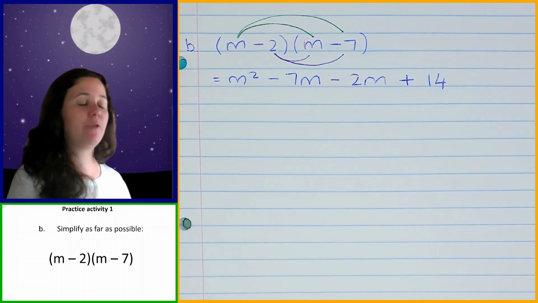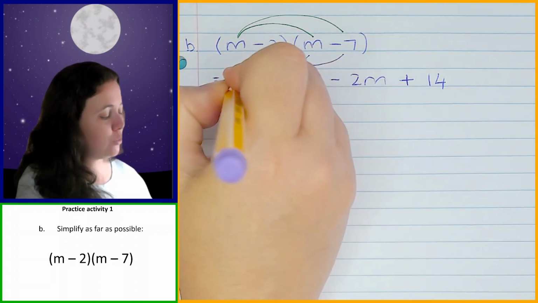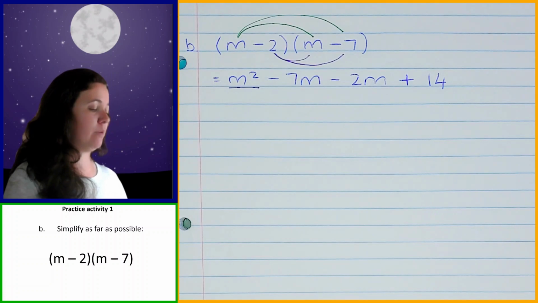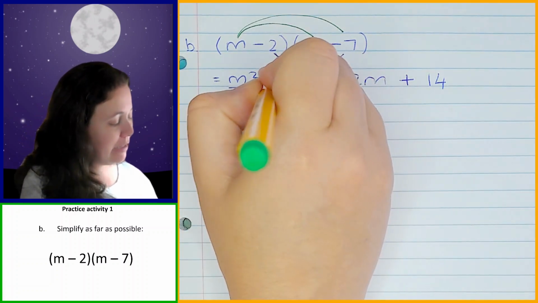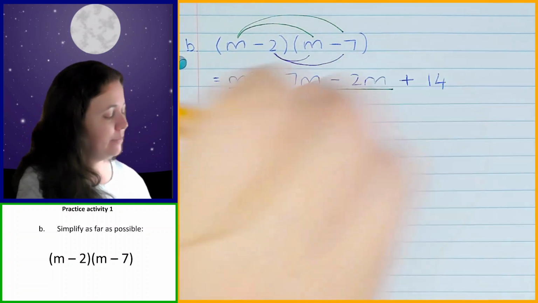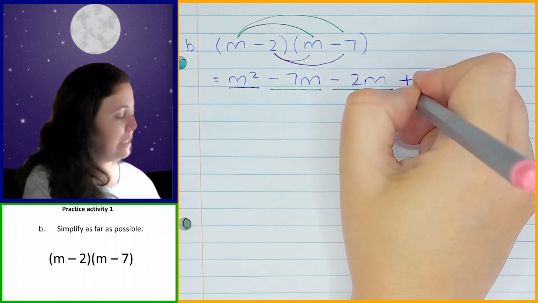Now we need to go and simplify our like terms. So the m squared is on its own. There are no like terms for that. Then I've got minus 7m and minus 2m. And then I've got the plus 14 on its own as well.